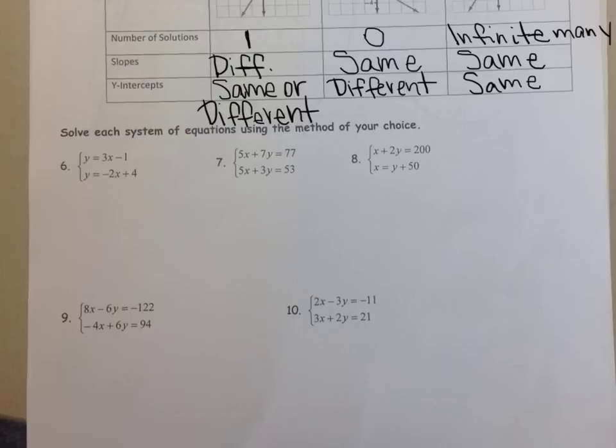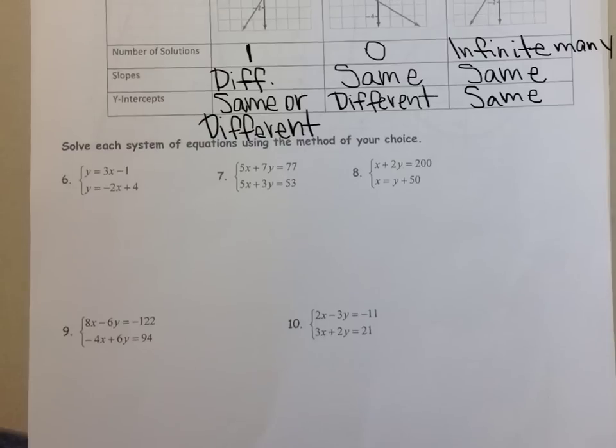Number 6. The best way for us to solve number 6 is to use substitution. How do I know that? Because you have your coefficients as the same here, but it's easiest to use substitution and set these guys equal to each other because they're already in y equals mx plus b form. So you can go ahead and set them equal to each other and then substitute in.